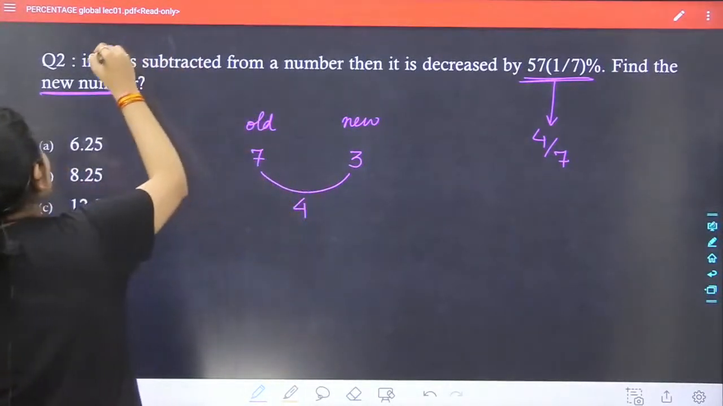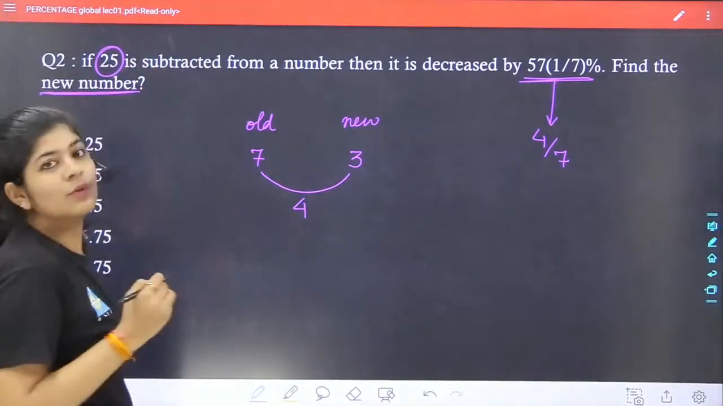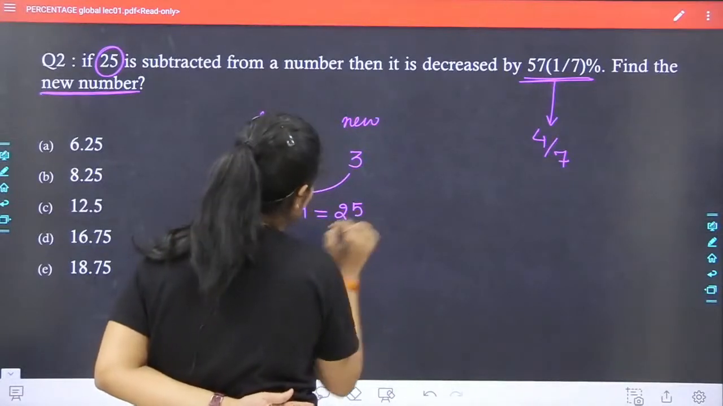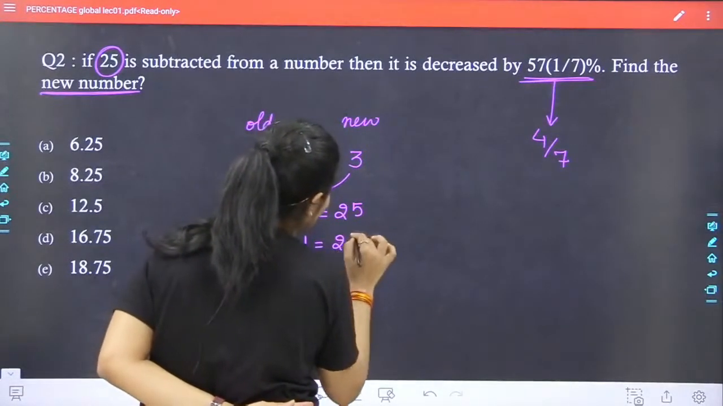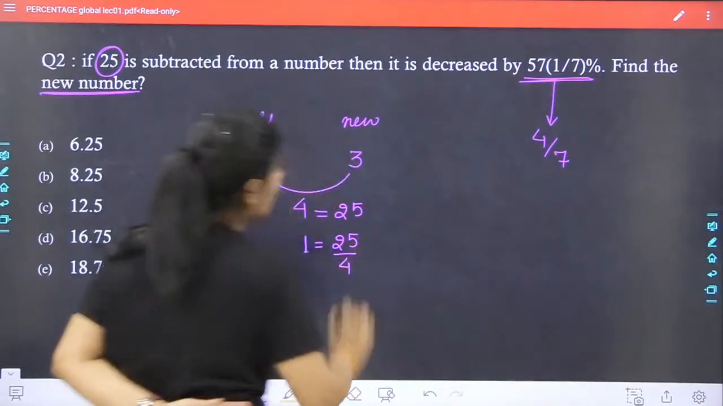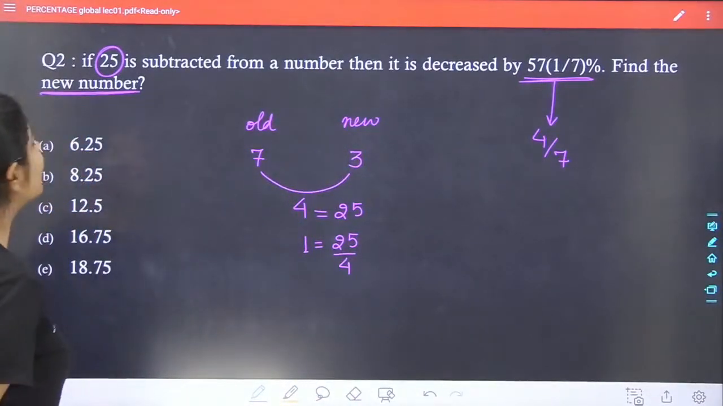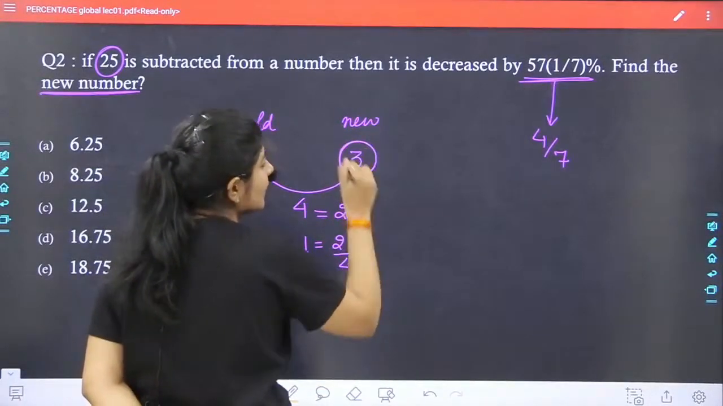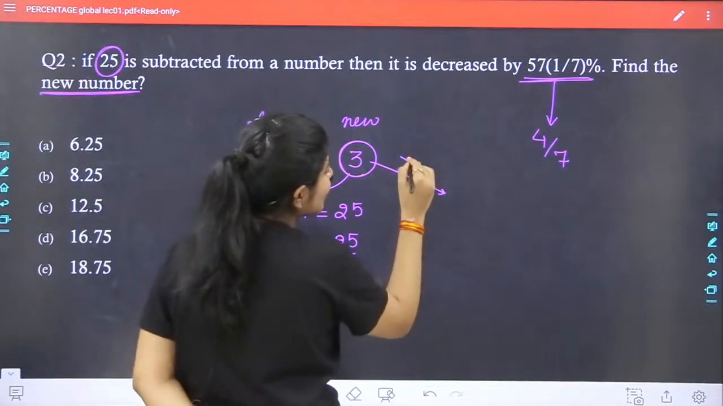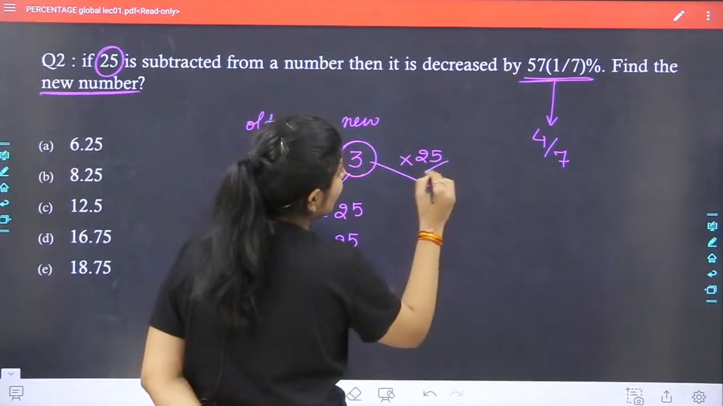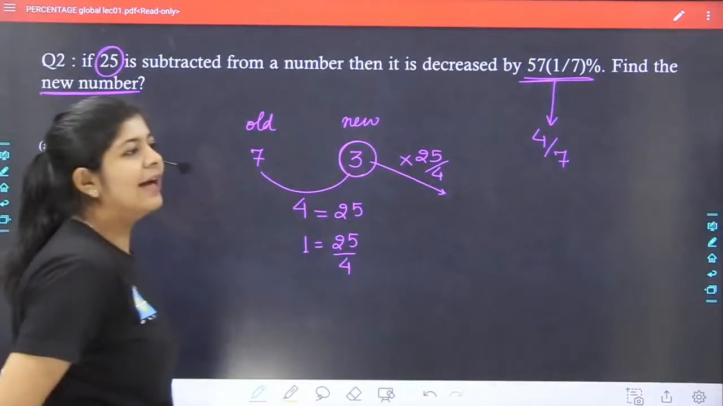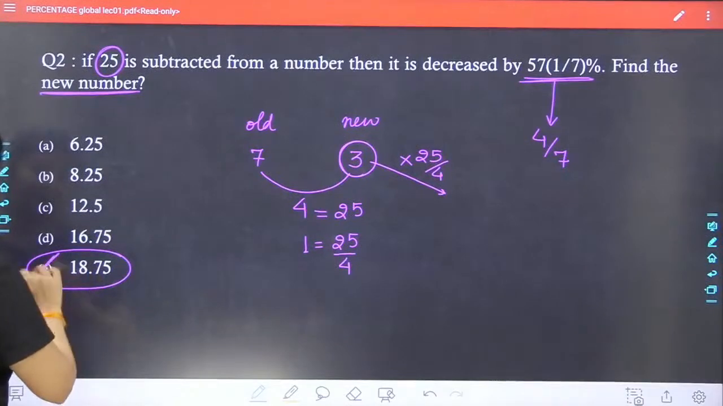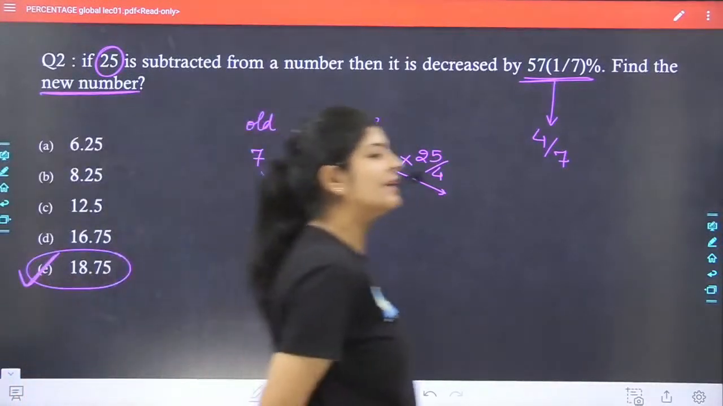But we subtracted 25 from the original number. That means this 4 is equal to nothing but 25. So, the value of 1 is 25 by 4. Now, what I have to do? I have to calculate the new number, which is on the multiple of this. So we simply multiply this as 25 by 4 and we will get our answer as 18.75.